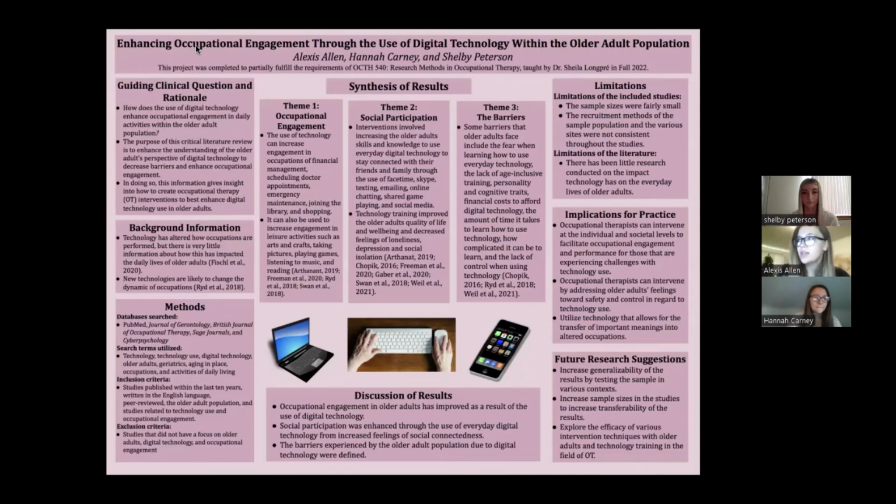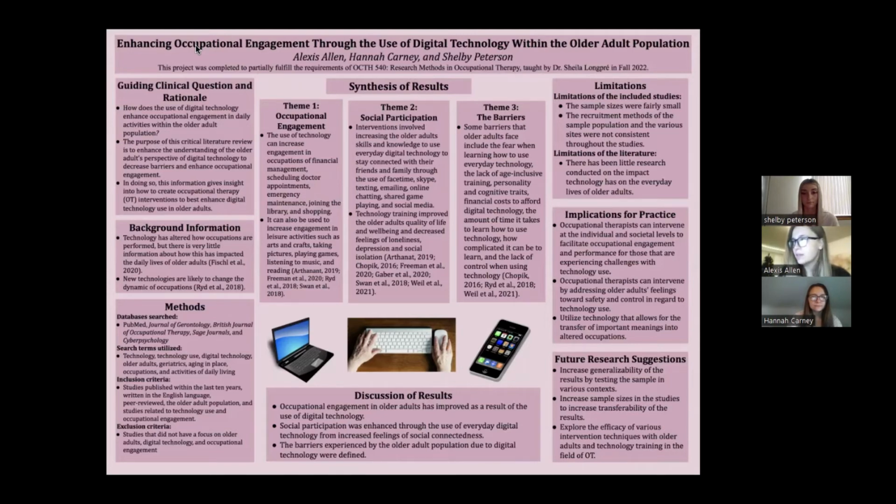The exclusion criteria was studies that did not have a focus on the older adults, digital technology, and occupational engagement. We found three key themes through the review of the articles' results, which include occupational engagement, social participation, and identified barriers. The first theme was that through digital technology used in older adults, occupational engagement was improved. Financial management, emergency maintenance, joining the library, scheduling doctor's appointments, shopping, and various leisure activities were identified as increasing participation due to digital technology used in older adults.